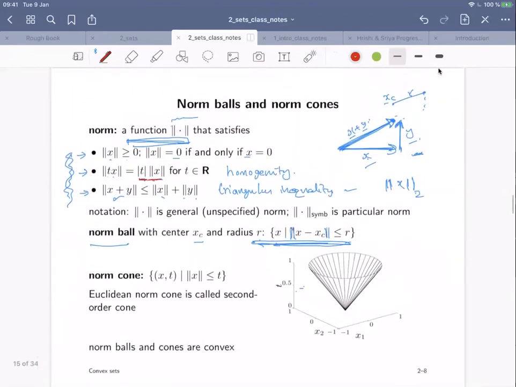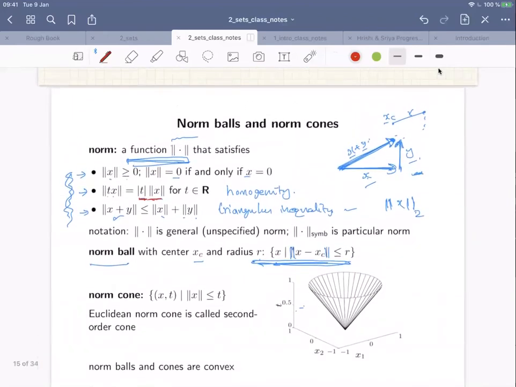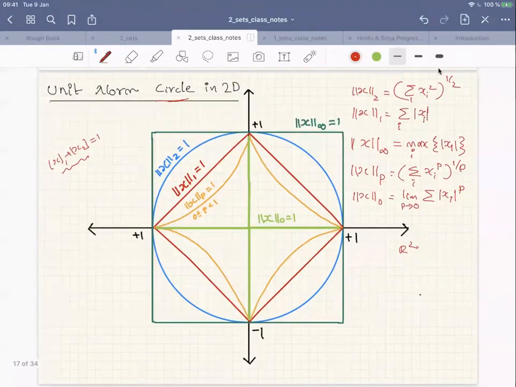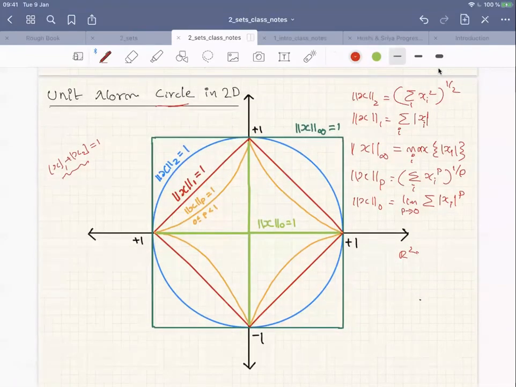It is interesting to see different kinds of norms. We just saw the Euclidean norm. There are other kinds of norms also, and we'll go through them quickly. Here I am considering various kinds of norms, and I'm drawing the unit norm circle in 2D to visualize how they look. One is the Euclidean norm, which we already know, defined as the square root of the sum of the squares of each element. Maybe you are already familiar with this.